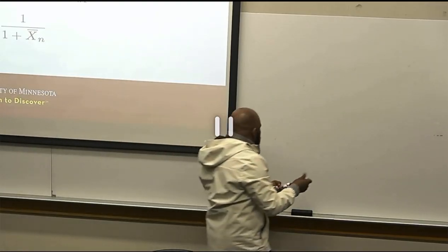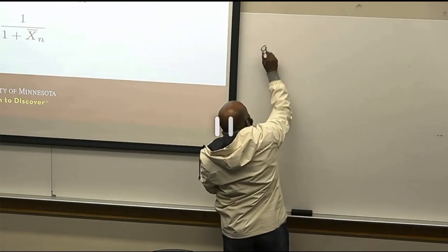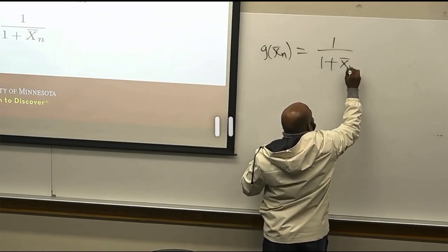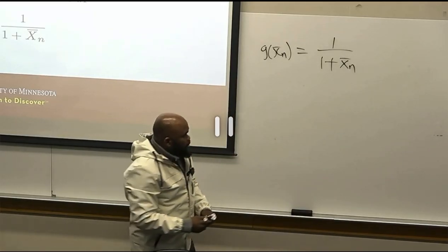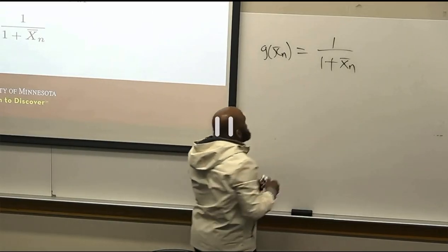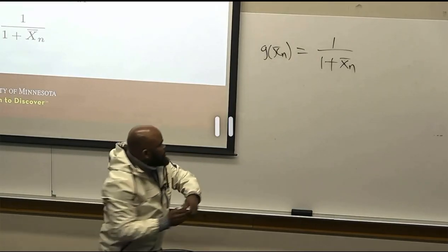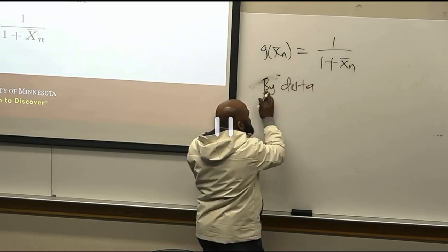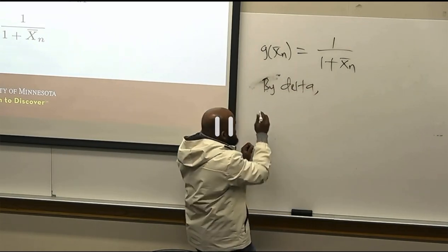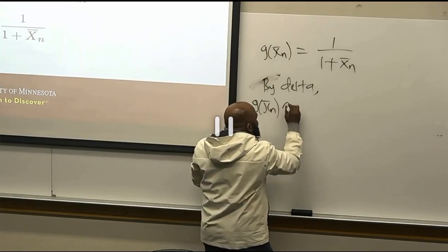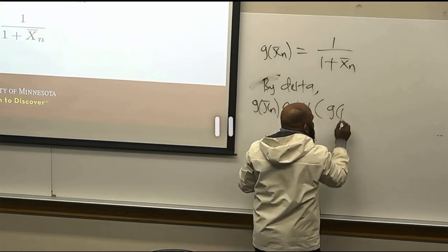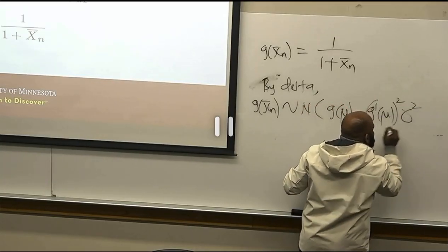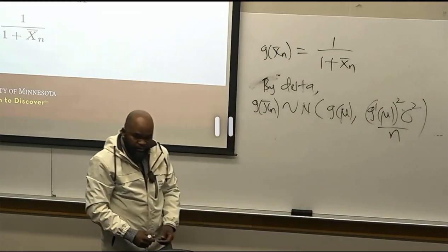This is what I'm actually going to do. In that regard, my g of x bar is this. That's my g of x bar. If my g of x bar equals this, the very first thing, don't forget, by delta method, please, when something like this comes out in exam, by delta method, you're going to write that g of x bar must follow normal distribution with g of mu and g prime of mu squared sigma squared over n. You're going to write that one first.